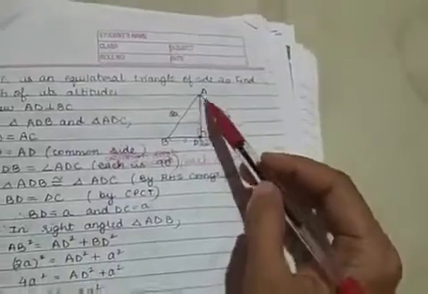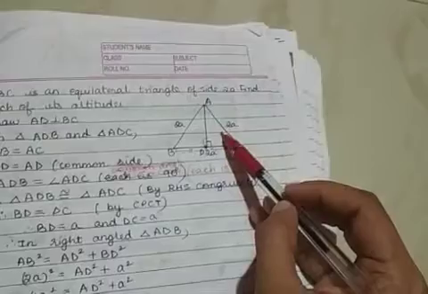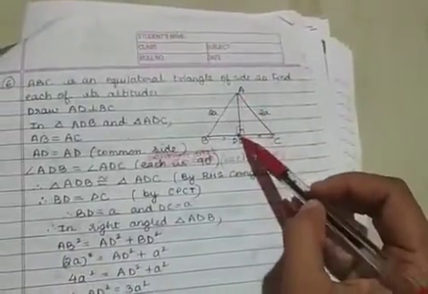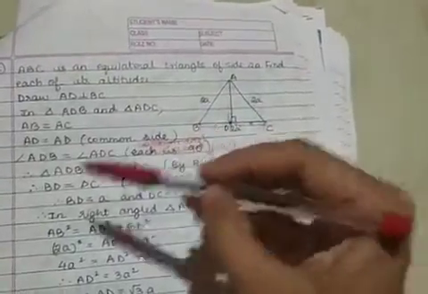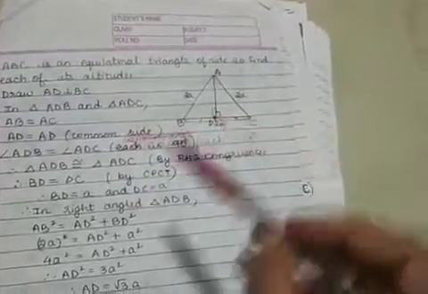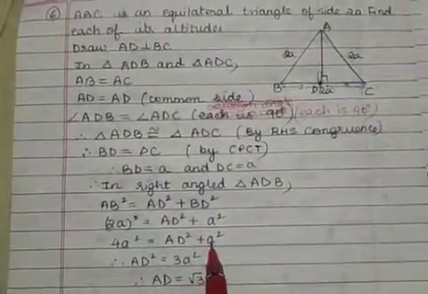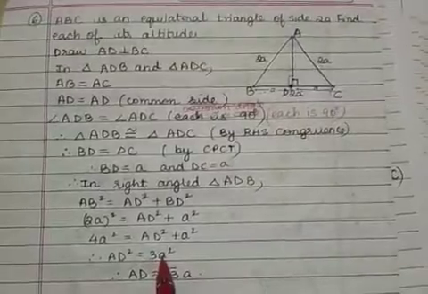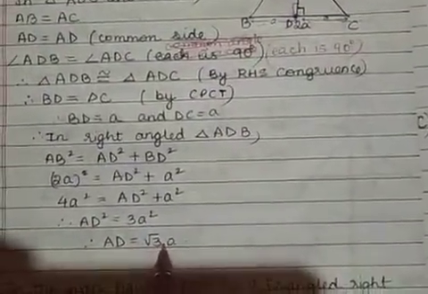So in right angle triangle ADB, we can either take this triangle or this triangle, doesn't make a difference. AB square is equal to AD square plus BD square. What is AB? AB is 2a, so 2a square is equal to AD square plus a square. This is 4a square is equal to AD square plus a square. So AD square will be 4a square minus a square, which is 3a square. So AD is square root of 3 a.